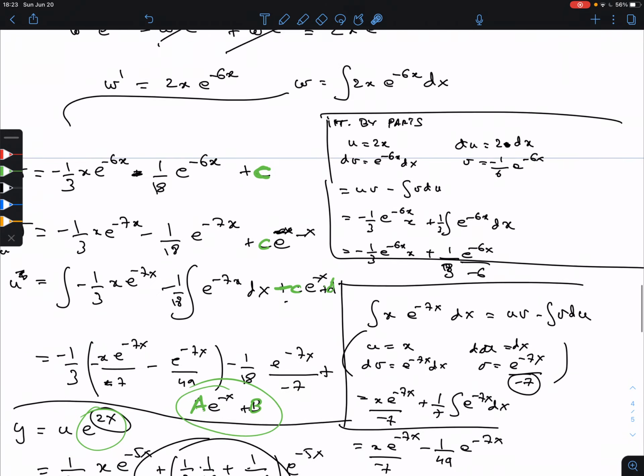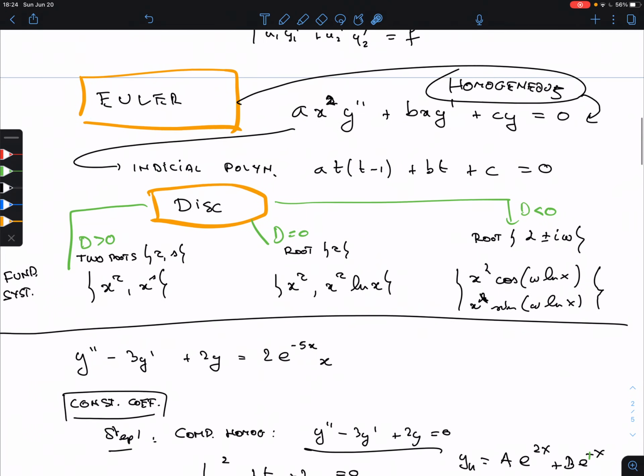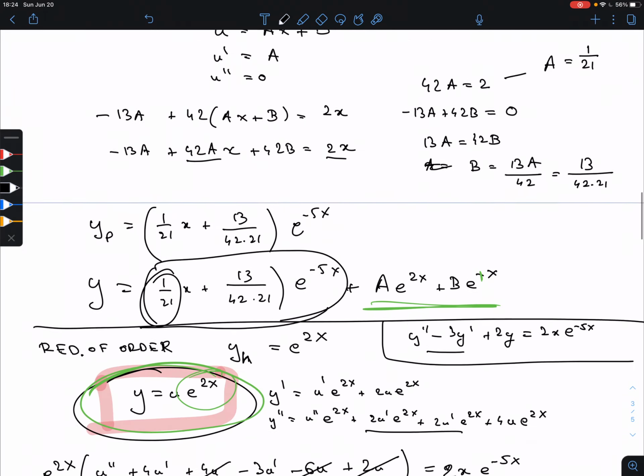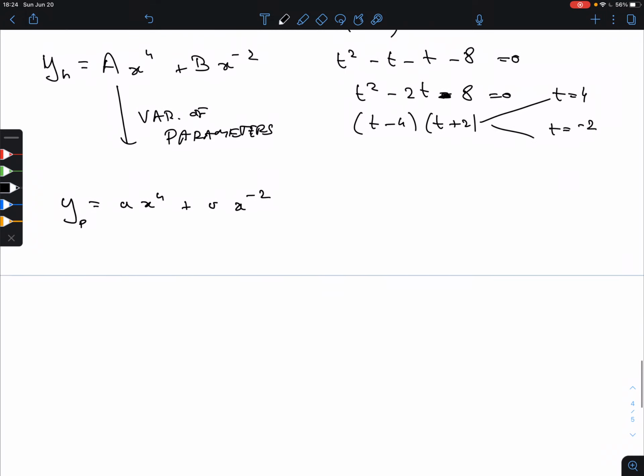So we do variation of parameters. And variation of parameters, remember, means that you're actually going to look at the particular system. Let's write down what the system is in this particular case. Instead of this capital A and capital B, we're going to have two parameters. So our particular solution is going to be u x to the fourth plus v x to the minus 2. That is what we're going to try to find. But do not plug this in.